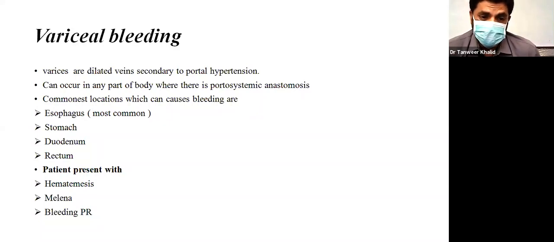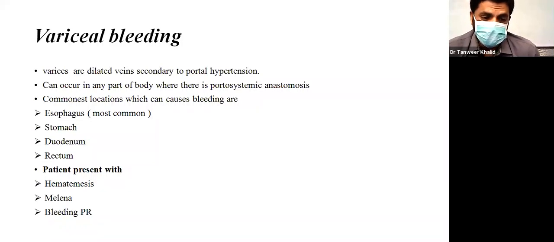The commonest location which can cause bleeding is the esophagus. Esophageal varices are the most common source of bleeding, and the esophagus is the most common location of development of varices. Then the other sites are the stomach, duodenum, and rectum. These are the places where varices commonly develop, but they can develop at any site where there is portosystemic anastomosis, that is, where the flow of blood diverts from the portal circulation to the systemic circulation, bypassing the liver.